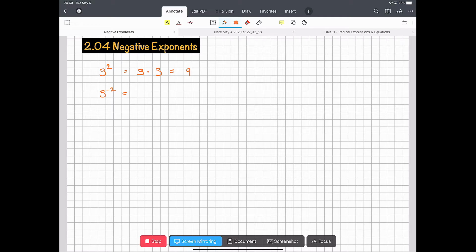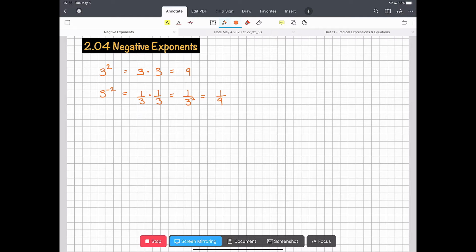3 to the negative second, we learned that a negative exponent is the reciprocal of the positive exponent. So in this case, instead of 3 times 3, we would have the reciprocals, which are 1/3 times 1/3, which equals 1 over 3 squared, if I write it with an exponent, which also equals 1/9 if I simplify it. So that's the major difference between a positive and a negative exponent. Negative exponents are multiplying the reciprocals repeatedly.